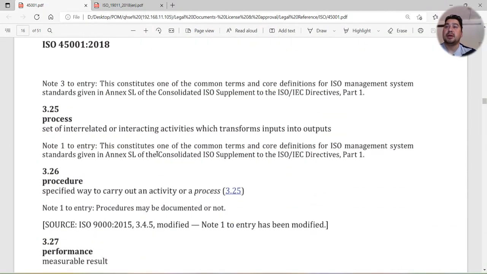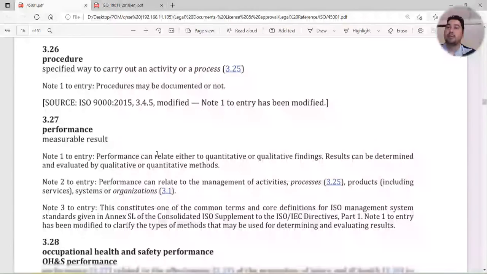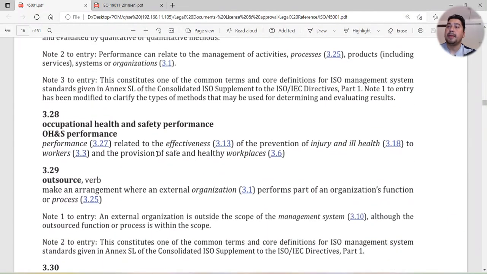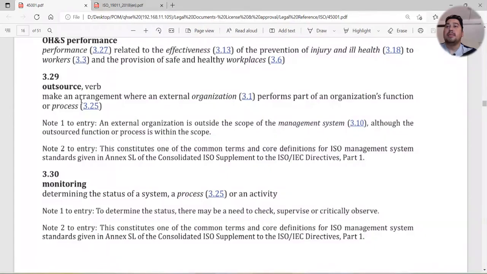Process: set of interrelated or interacting activities which transform inputs into outputs. Then we have procedure: a specified way to carry out an activity or a process. Performance: measurable result, how you can measure through KPIs, through objectives and targets, through audits, inspections. So these are the performances you can measure. Outsource: make an arrangement where an external organization performs part of an organization's function or process. Outsource means any service or any activity you are taking from an external supplier.